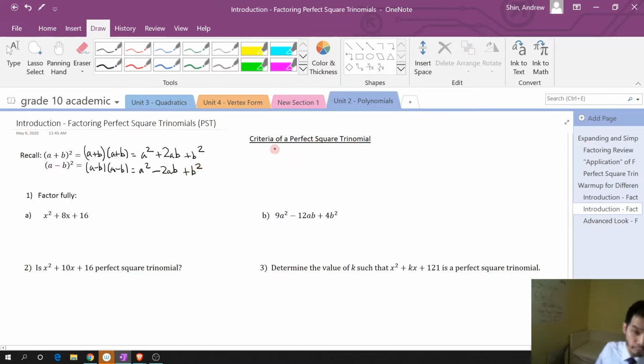Okay, so each of these are examples of perfect square trinomials, which is the point of today's lesson. For it to be a perfect square trinomial, the things we're looking for are that the first and last term are perfect squares.